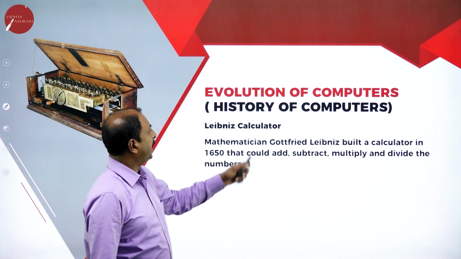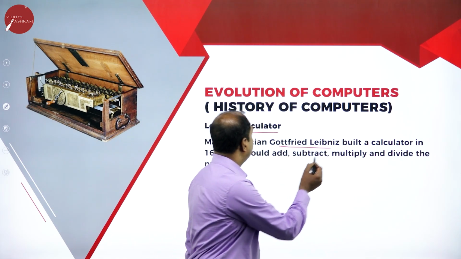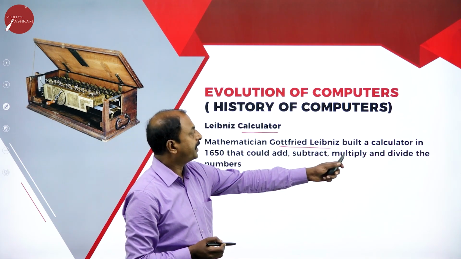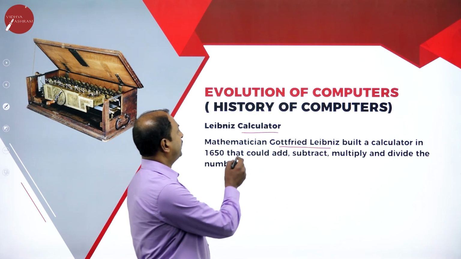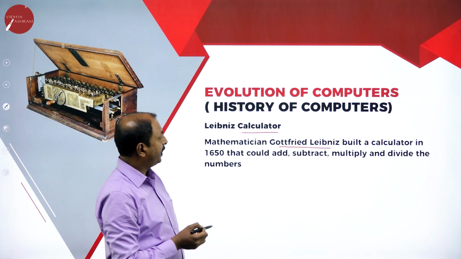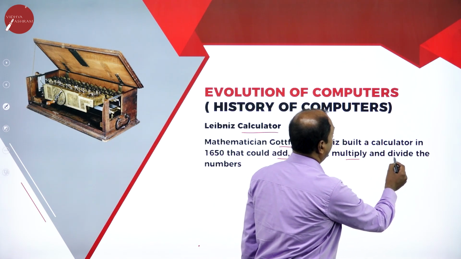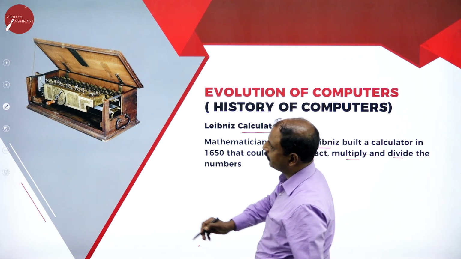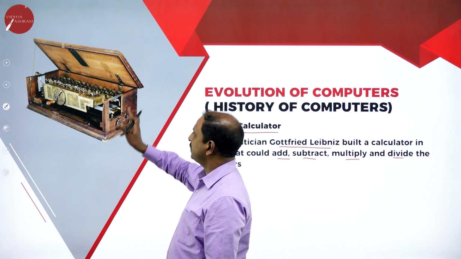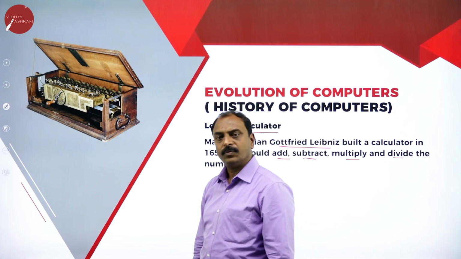This is the Leibniz calculator. Gottfried Leibniz is a mathematician. He built a calculator, and that is named the Leibniz calculator. With the help of this, they were able to add, subtract, multiply, and divide numbers. You can see the picture of this. See, this is the Leibniz calculator used for calculation.